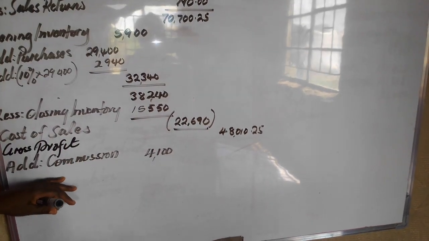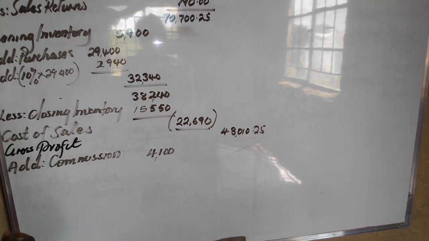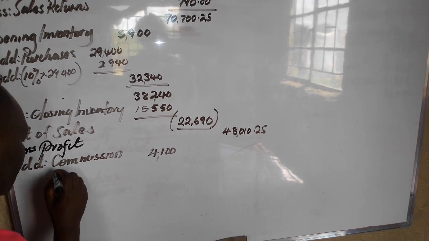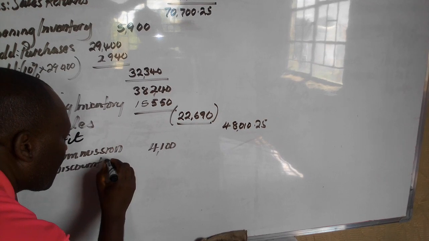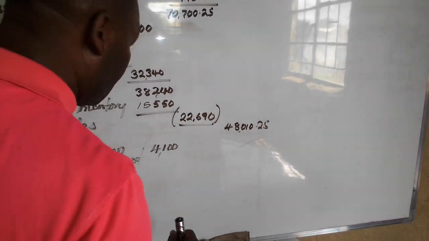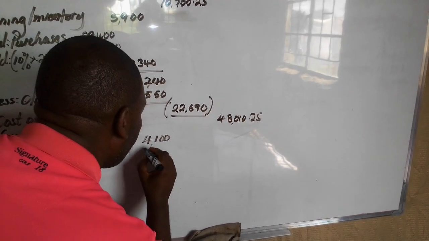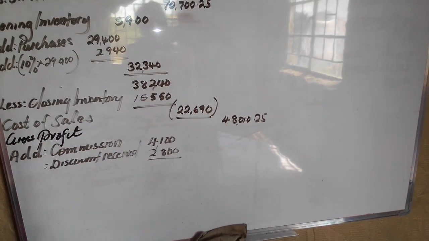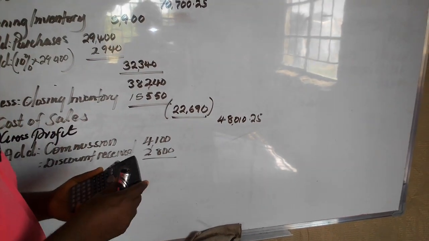There is also another thing that must be added here. It's discount received. It's a gain. Okay? So the discount received, according to the question, is 2,800. Let us add the two and see how much we are going to get.